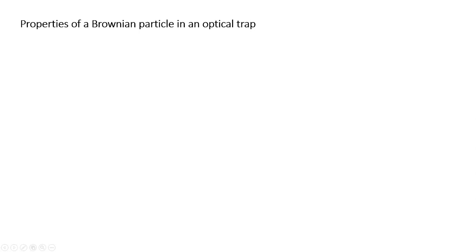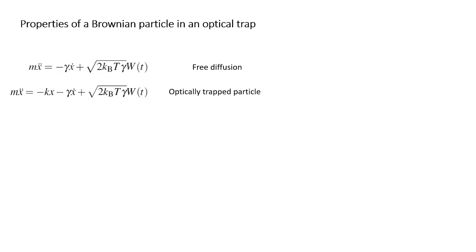In the next step, we are going to simulate a Brownian particle that is confined in an optical trap. In the case of free diffusion, this was our equation that was simulating our particle, whereas for the case of an optically trapped particle, we are going to add a term for the confinement that will be represented by this minus kx. And this will give us a force that is very similar to a spring force that is recalling our particle back to the confinement center.